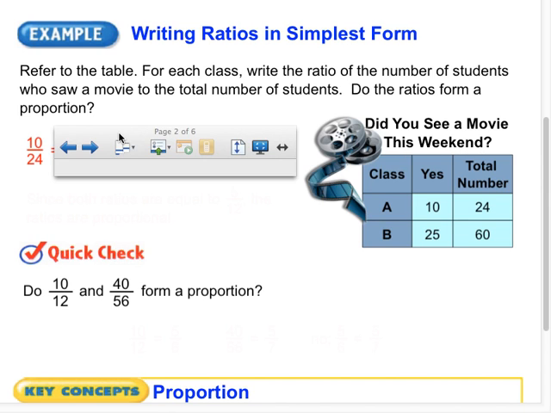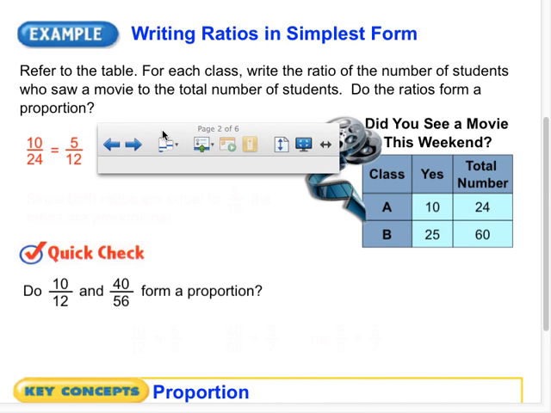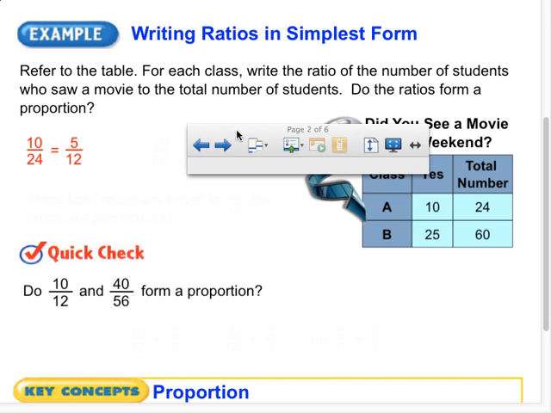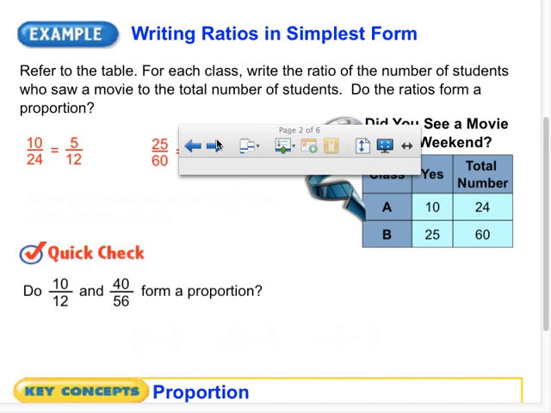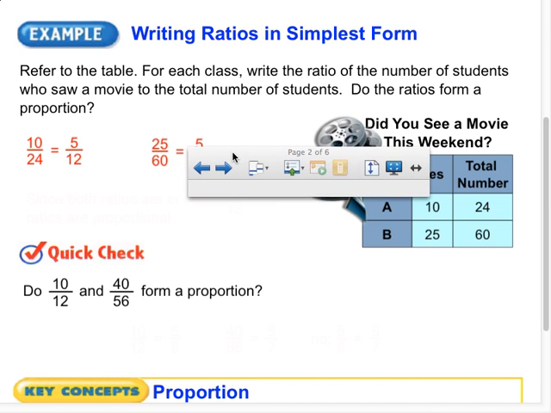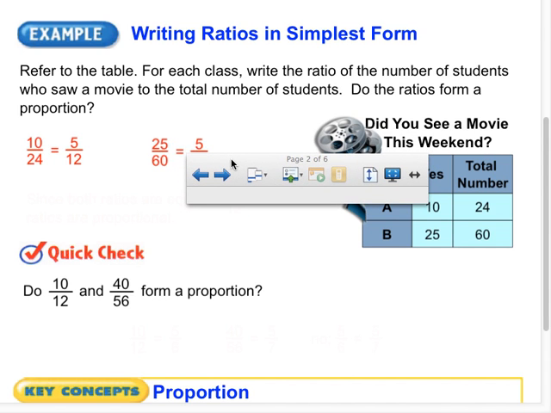Is that what you said? Right. Okay. What about Class B? What was the ratio for Class B? What is it? 25 to 60? Right. And did you simplify that one also? Okay. Is there something we can divide 25 and 60 by? What's the GCF of 25 and 60? 5. So 25 divided by 5 is what? 5. And then 60 divided by 5 is what?